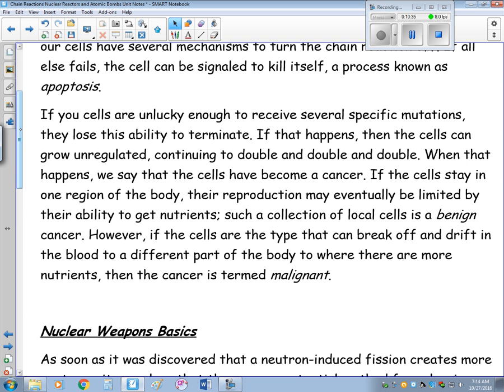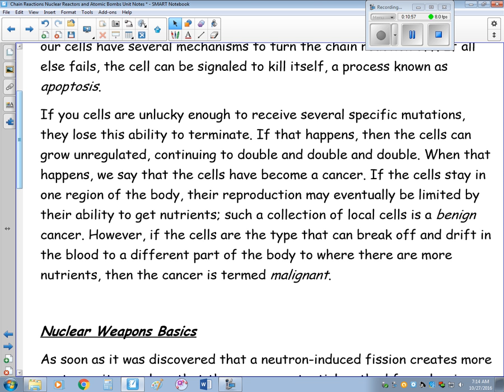So if your cells are unlucky to receive several specific mutations, they lose the ability to terminate. If this happens, the cells can grow unregulated, continuing to double and double and double. When that happens, we say that the cells have become a cancer.